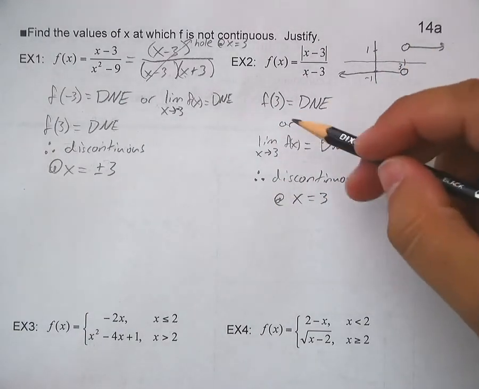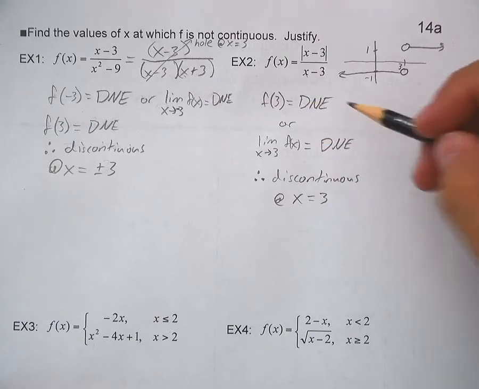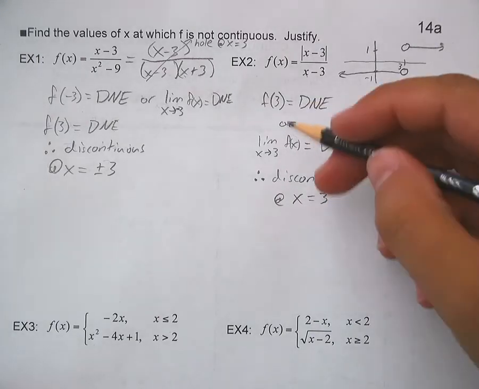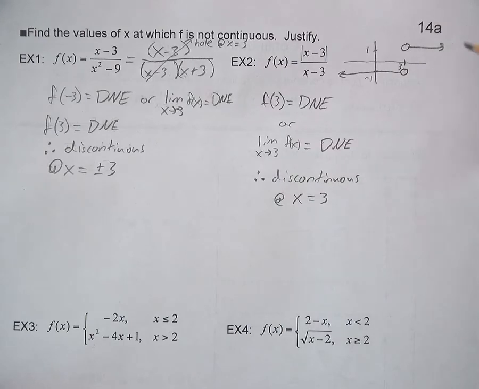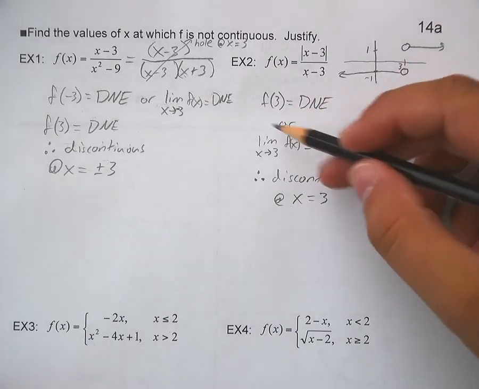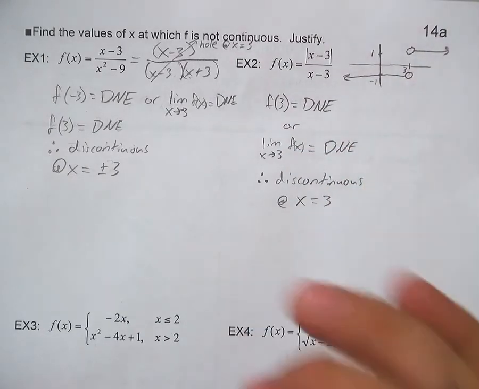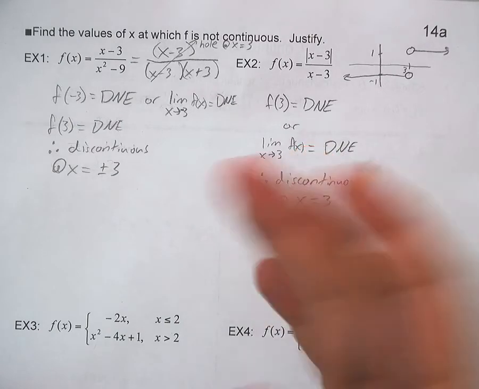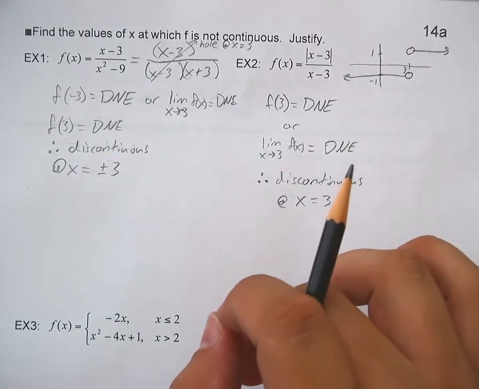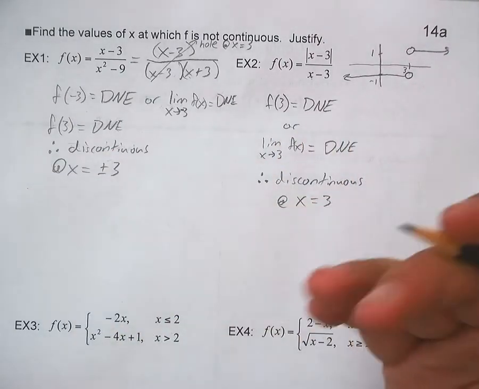Now the reason I put "or" in here is because either one of these are valid answers. You could have just said f of 3 doesn't exist, not continuous, and that would have been a perfect answer. You could write this one, the limit as x approaches 3 of f of x does not exist. That's reason 1 and reason 2 on the front page. Both of those are perfectly fine for proving that it's discontinuous.